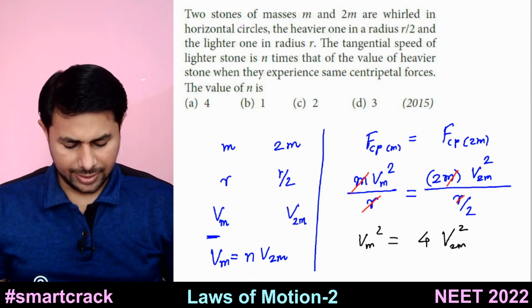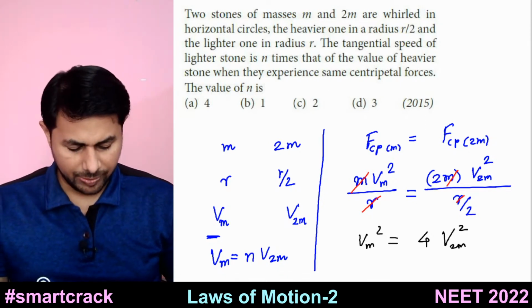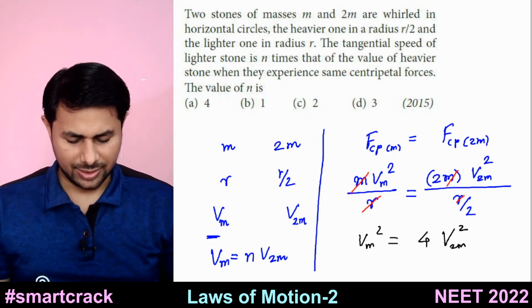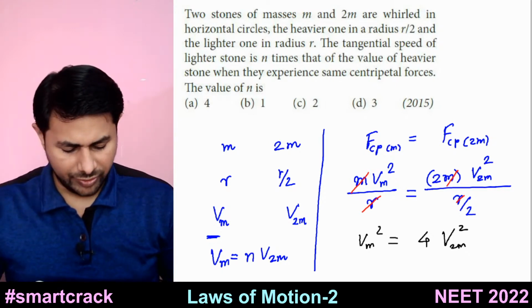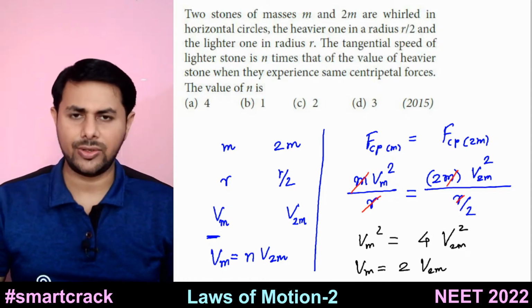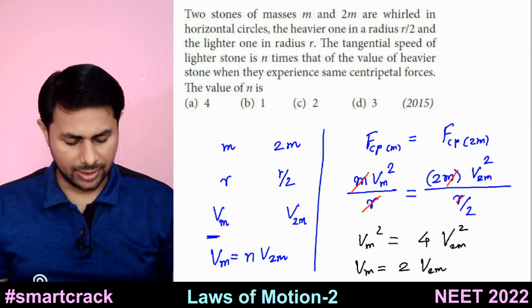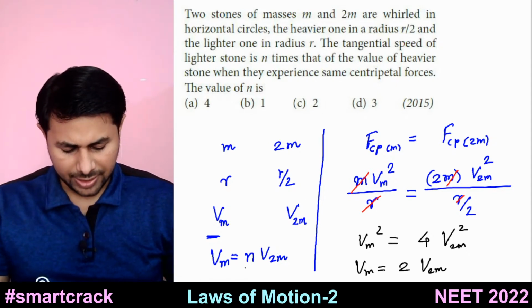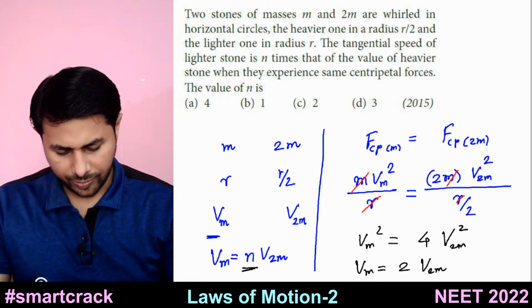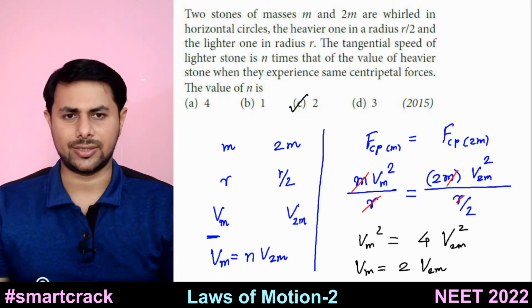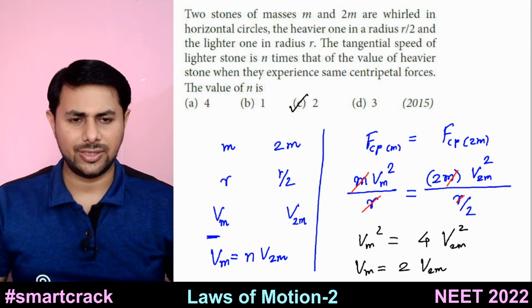And we are given that v m equals n times v 2m. So we found v m square is 4 times v of 2m square. Then that means v m equals 2 times v of 2m. The speed of the particle of mass m is equal to 2 times the speed of the particle of mass 2m. So that means n is equal to 2. Okay, n equals 2, and option C is the answer. So it is simple.